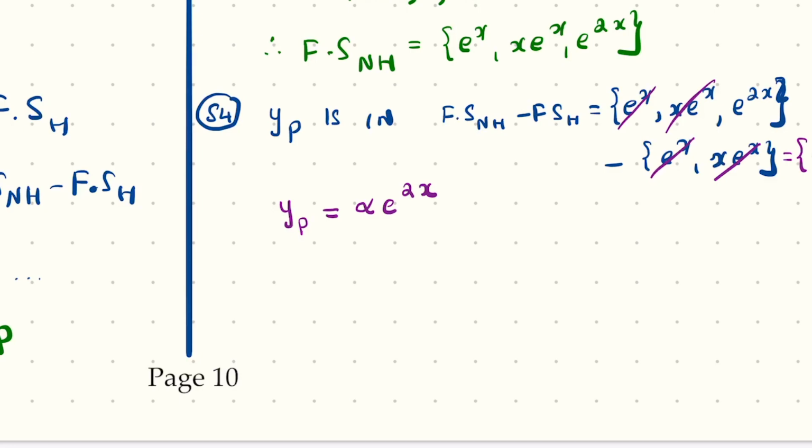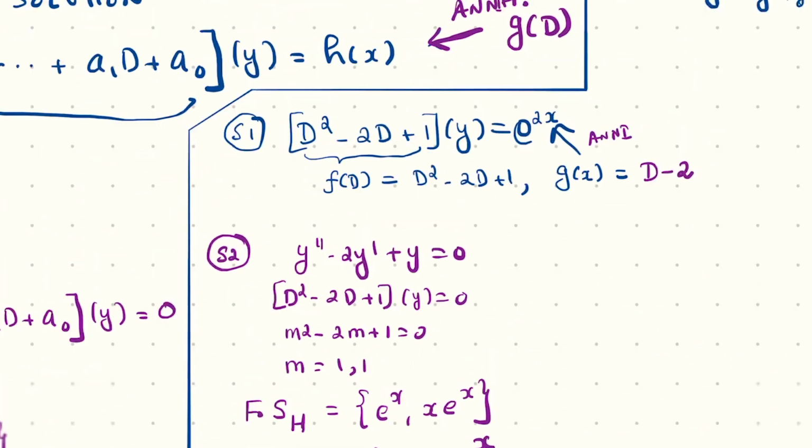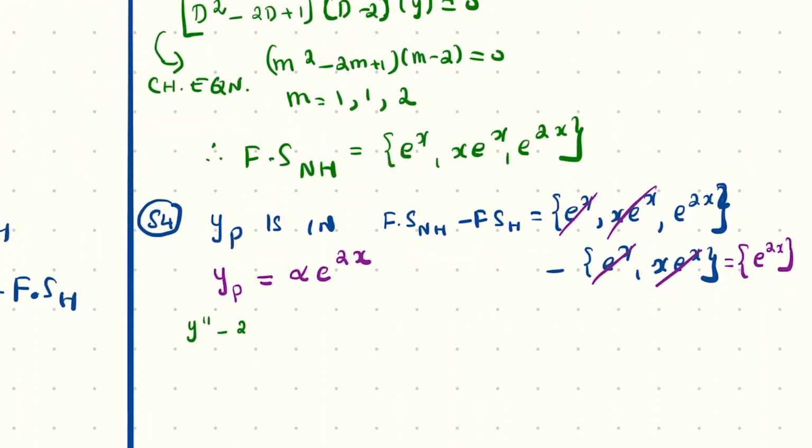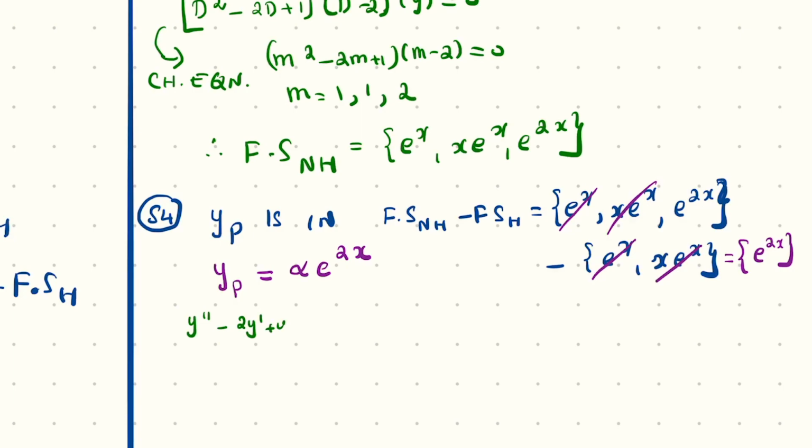The original differential equation that we had was y double prime minus 2y prime plus y is equal to e to the 2x. Since yp has to satisfy this, then yp double prime minus 2 times yp prime plus yp must be equal to e to the 2x. So to do that, let's figure out yp prime and yp double prime.